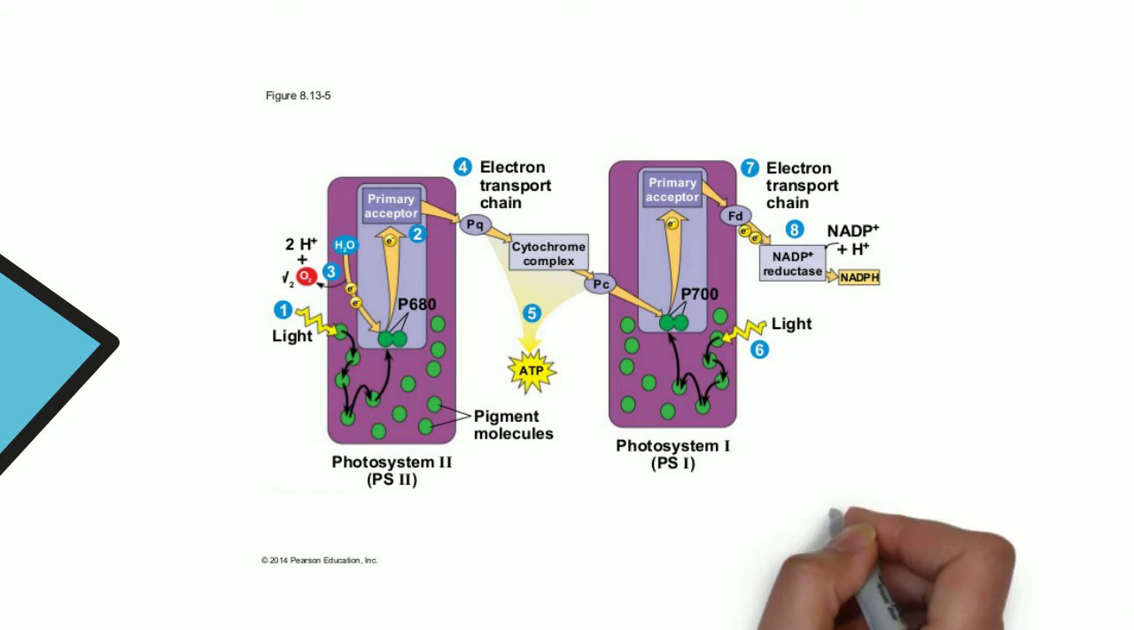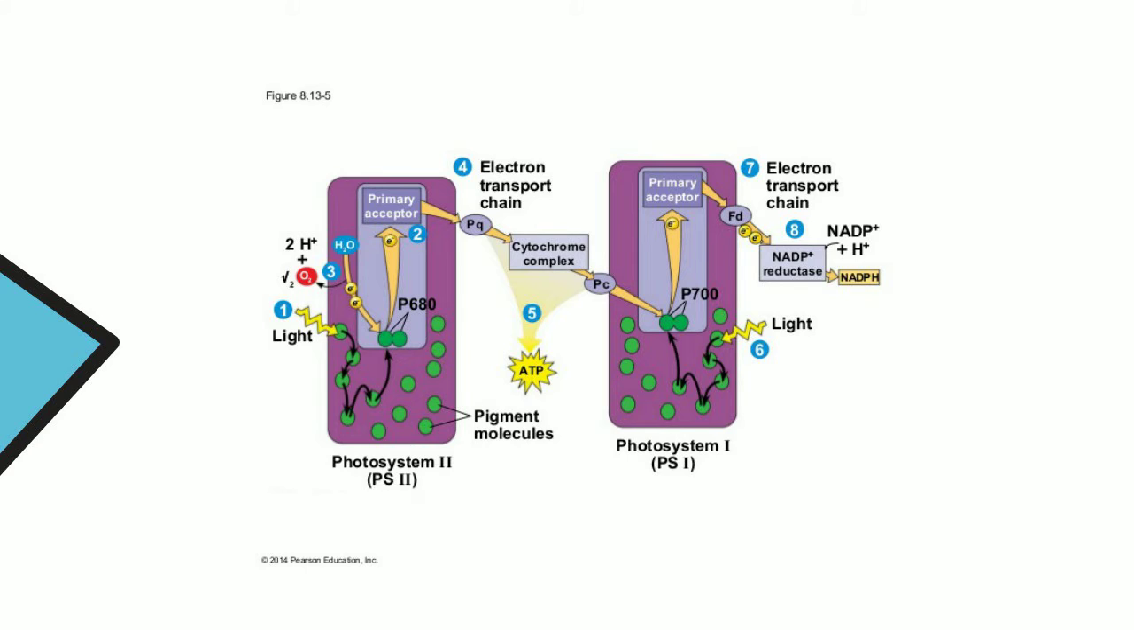A photosystem is composed of a reaction center complex surrounded by light harvesting complexes that funnel the energy of photons to the reaction center complex. When a special pair of reaction center chlorophyll A molecules absorb energy, one of its electrons is boosted to a higher energy level and transferred to the primary electron acceptor.